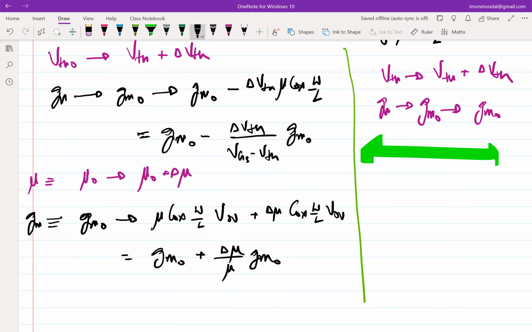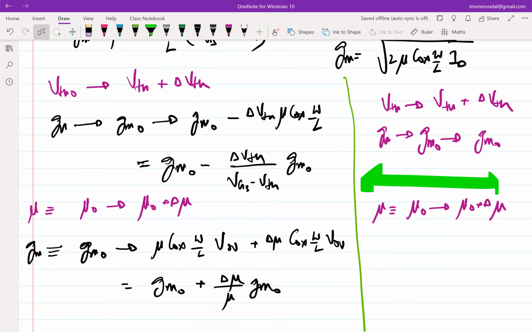If I do the same thing here, that is, my mu went from mu naught to mu naught plus delta mu. My new GM is essentially GM new, under root. Let me do it here because of lack of space.